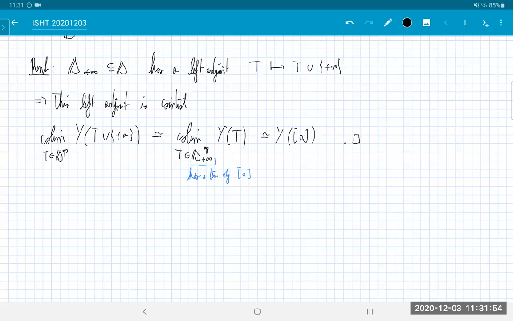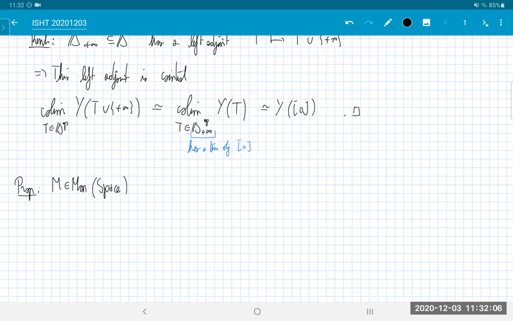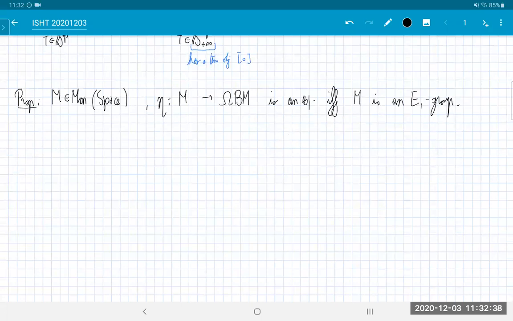Okay, so let me actually, we have 15 minutes. I think that's enough to do the main step of the theorem. This part one of the theorem says that if M is a monoid in spaces, then eta from M to omega BM is an equivalence if and only if M is an E1 group. That's actually really where the main point goes. Okay, everyone good so far?